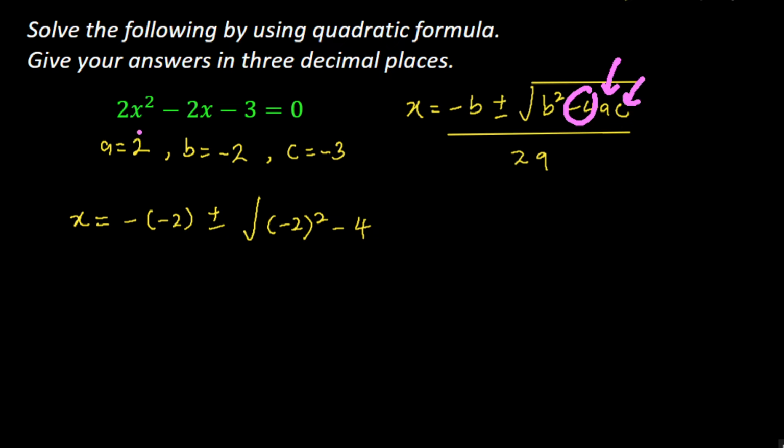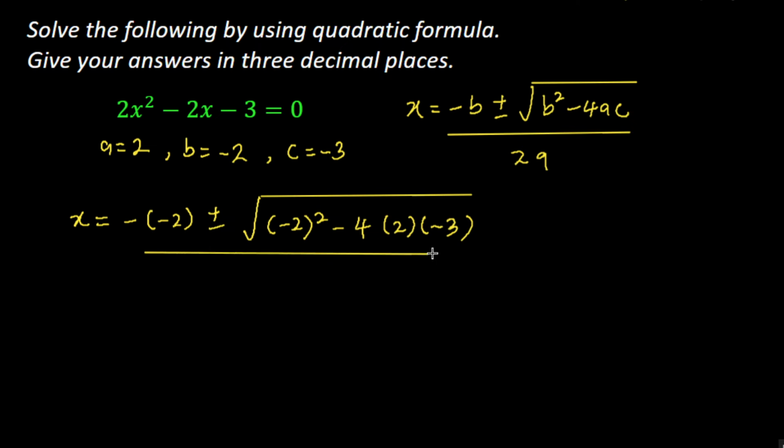ac, where your a is 2 and your c is negative 3, over 2a. 2a means 2 times a. Your a is 2, so over 2 times 2.